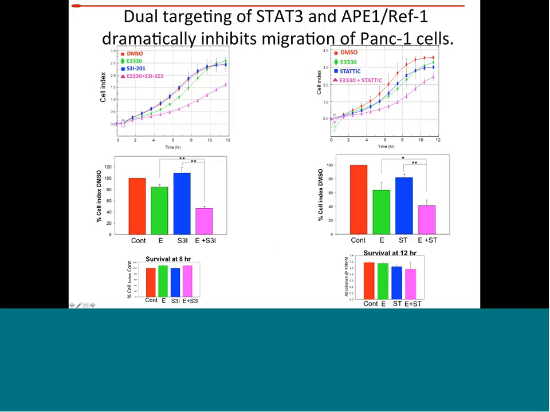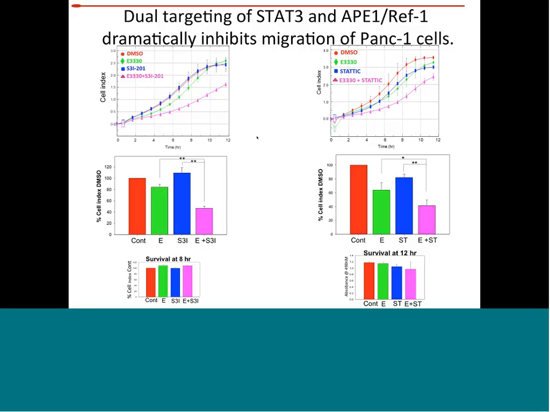We also used the xCELLigence to monitor survival at this time point. So the way we got this graph was we just looked at the migration at 8 hours. And so we are able to export the data at 8 hours and then look over three to 5 different experiments.